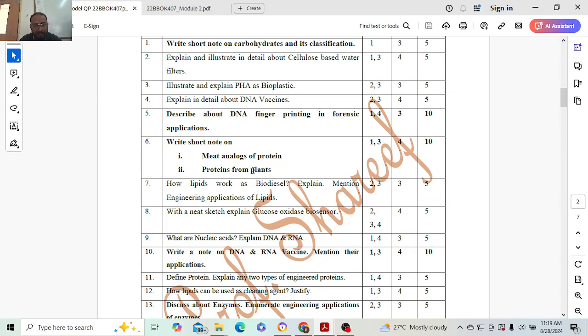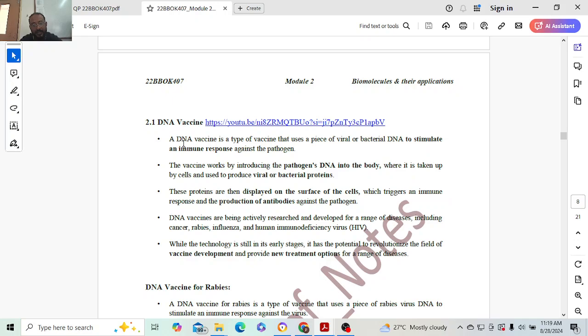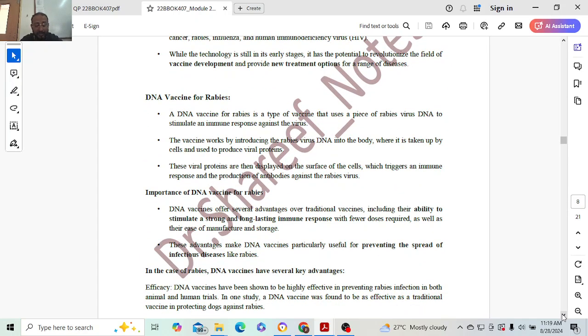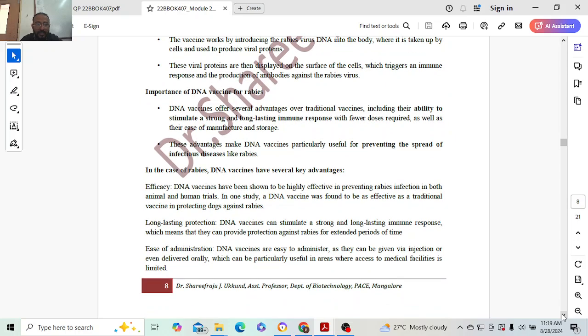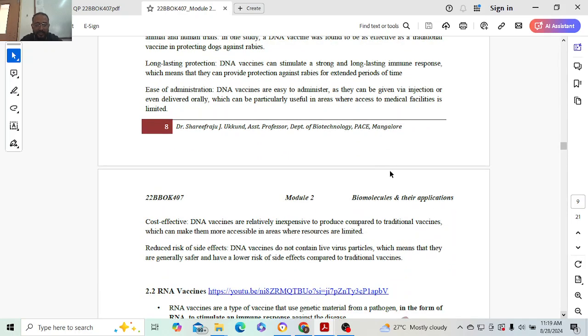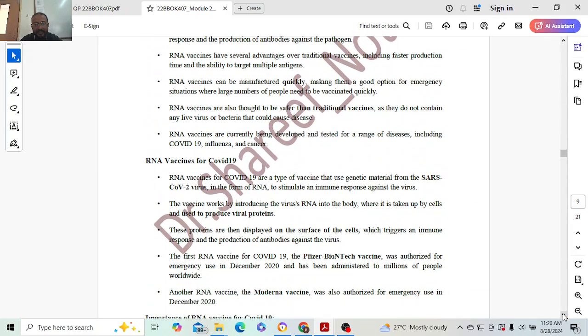Now they have asked directly to explain about DNA vaccines. So you have to start from here. Just tell what a DNA vaccine is and its importance, and we'll give you 1 or 2 marks. A DNA vaccine for rabies will give you 2 marks, and if you explain how important this is in the case of rabies, you will get 1 mark. Similarly, the same thing goes for RNA vaccines also.